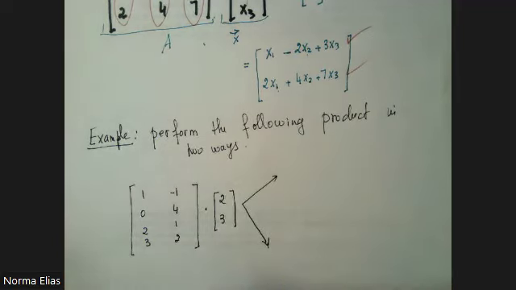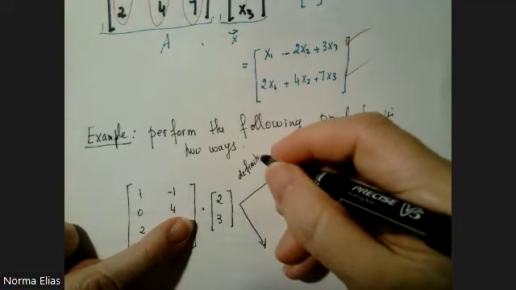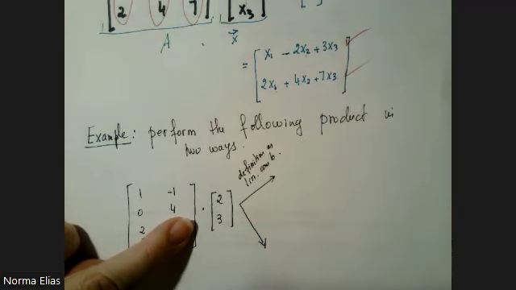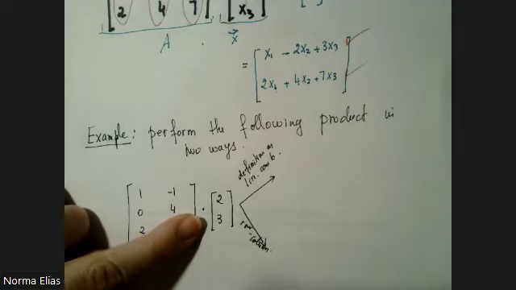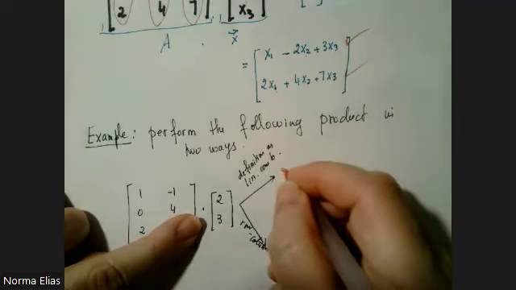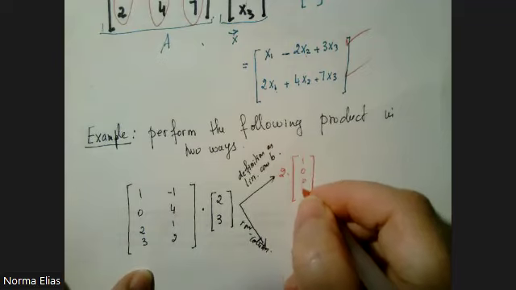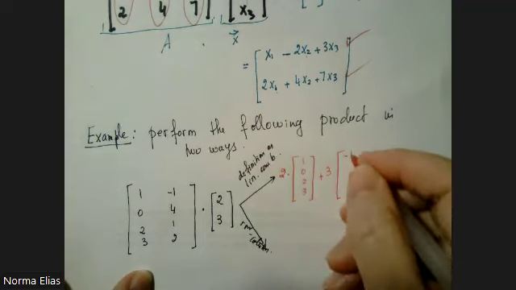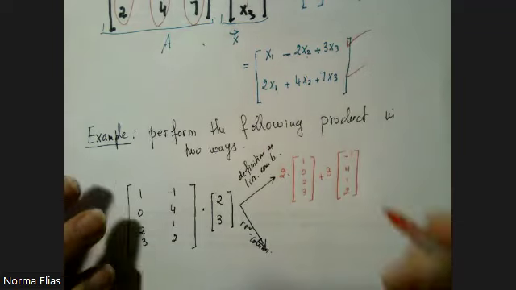Of course, you're going to get the same answer. The first way is to use the definition, which means a linear combination. The second, I'm going to use the row column. Okay, let's do the first one. It's 2 times the vector 1, 0, 2, 3, which is a vector in R4, plus 3 times minus 1, 4, 1, 2. That's our definition.